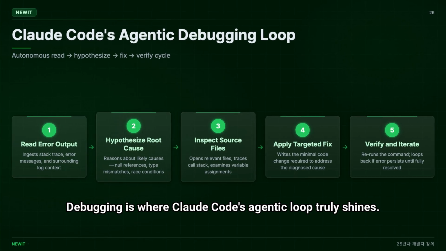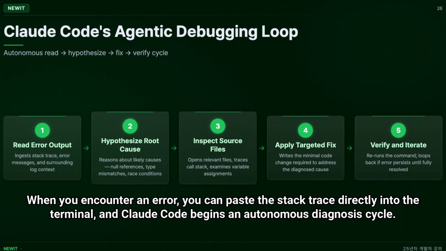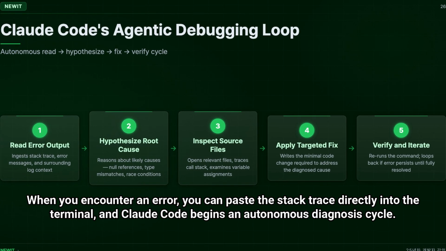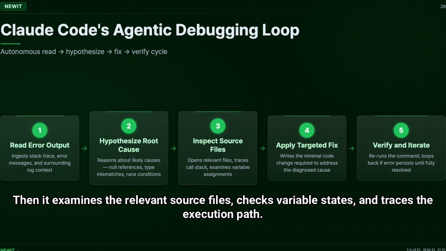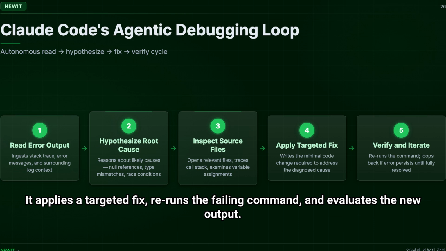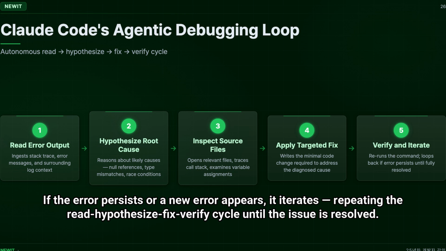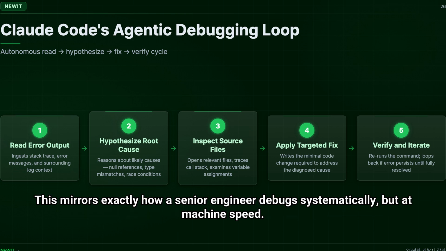Debugging is where Claude Code's agentic loop truly shines. When you encounter an error, you can paste the stack trace directly into the terminal, and Claude Code begins an autonomous diagnosis cycle. First, it reads the error output and forms hypotheses about the root cause. Then it examines the relevant source files, checks variable states, and traces the execution path. It applies a targeted fix, reruns the failing command, and evaluates the new output. If the error persists, or a new error appears, it iterates, repeating the read, hypothesize, fix, verify cycle until the issue is resolved. This mirrors exactly how a senior engineer debugs systematically, but at machine speed.